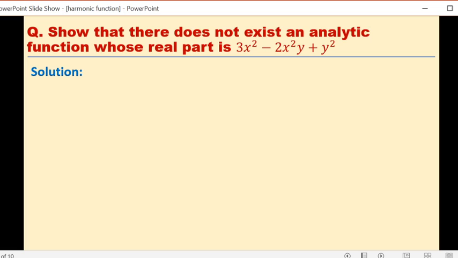मतलब अगर ये जो फंक्शन आपको दिया है, इसको अगर आपने रियल पार्ट u कंसीडर किया, तो इसका जो फंक्शन है f of z, it is not analytic. Does not exist an analytic function means the function is not analytic. Okay, so the wordings are given in a slightly different way. All right, so let's see the solution.